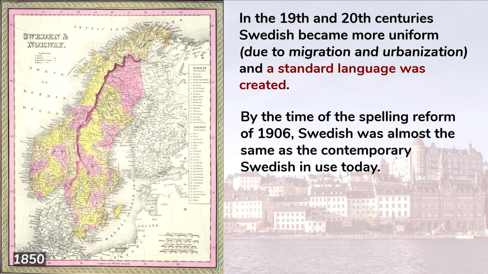By the time of the spelling reform of 1906, Swedish was almost the same as the contemporary Swedish in use today. Today, Standard Swedish dominates throughout Sweden in general, and most people are fluent in it. Regional dialects are still widely spoken, though they are not quite as distinct as they once were because of the influence of Standard Swedish. The main dialectal difference today lies in accent.